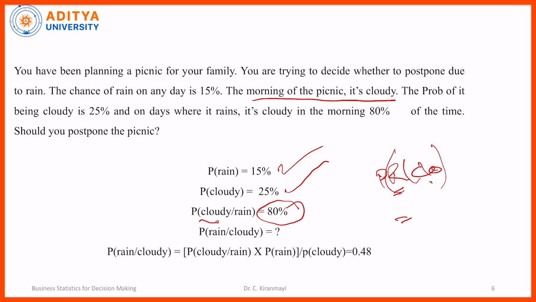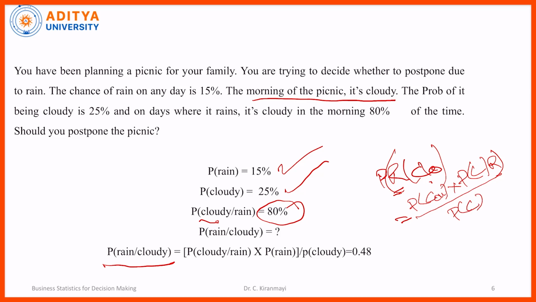Therefore, he has to find out this conditional probability. For this, the formula given by Bayes theorem is: the probability of a rainy day given a cloudy day equals the probability of a cloudy day given a rainy day, multiplied by the probability of a rainy day, divided by P of C.